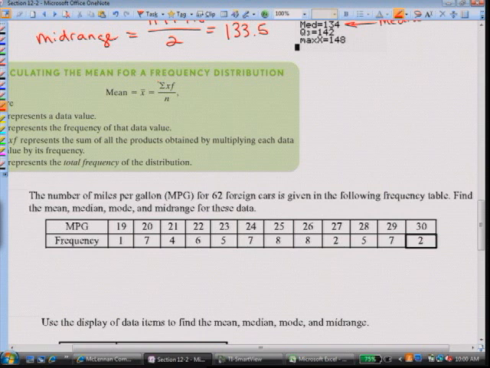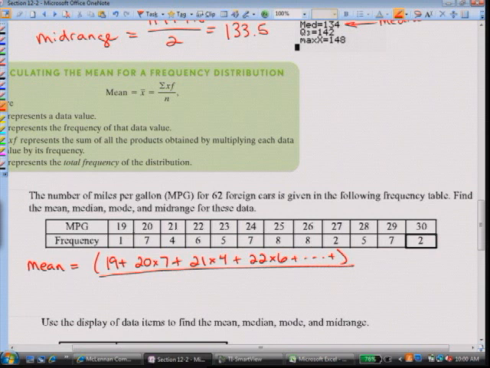So what they're saying is, instead of having to do 19 plus 20 plus 20 plus 20 plus 20 plus 20 on your computer, you could do 19 plus 20 times 7 plus 21 times 4 plus, are you with me? And then divide by the total number of cars, which was 62. Okay? So if you want to compute the mean, you're going to do 19 plus 20 times 7 plus 21 times 4 plus 22 times 6, and then just continue that on, right? I don't want to write these all out. I'm feeling lazy. And then I would divide that by 62, and that will give me my mean.